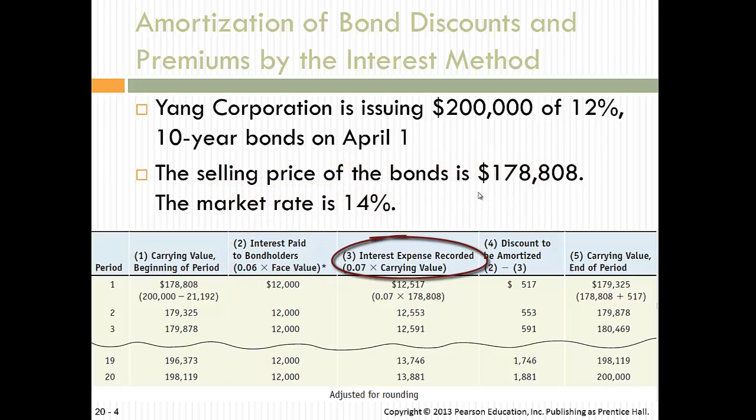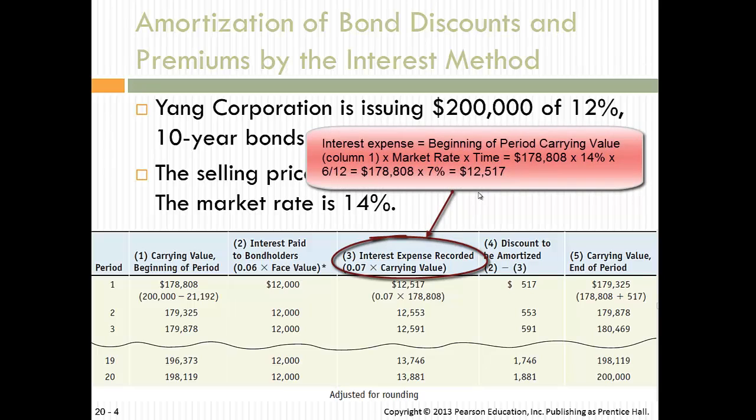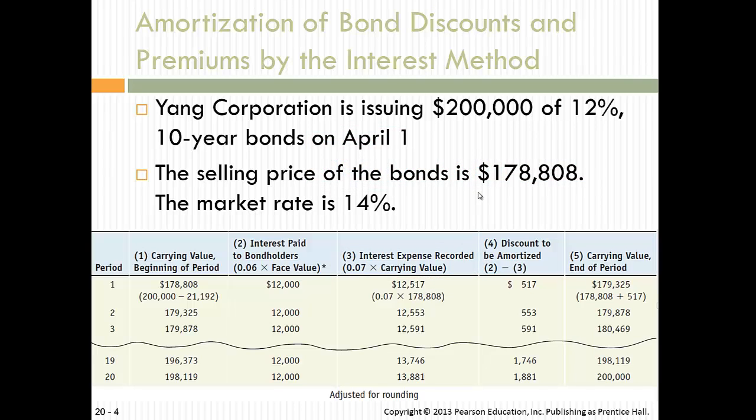The next column is where it gets tricky. The interest expense, when using the interest method of amortization, is equal to the beginning carrying value of that period times the market rate. In this case, the market rate is 14%, but remember that interest rates are stated in terms of years, and we're working with half a year, so the market rate for half a year is 7%. 7% times the beginning carrying value of $178,808 is $12,517.